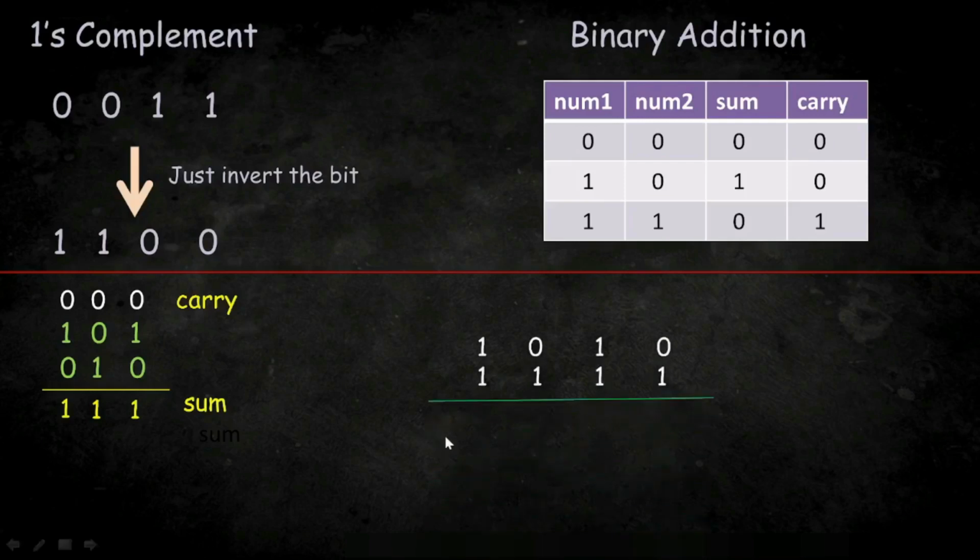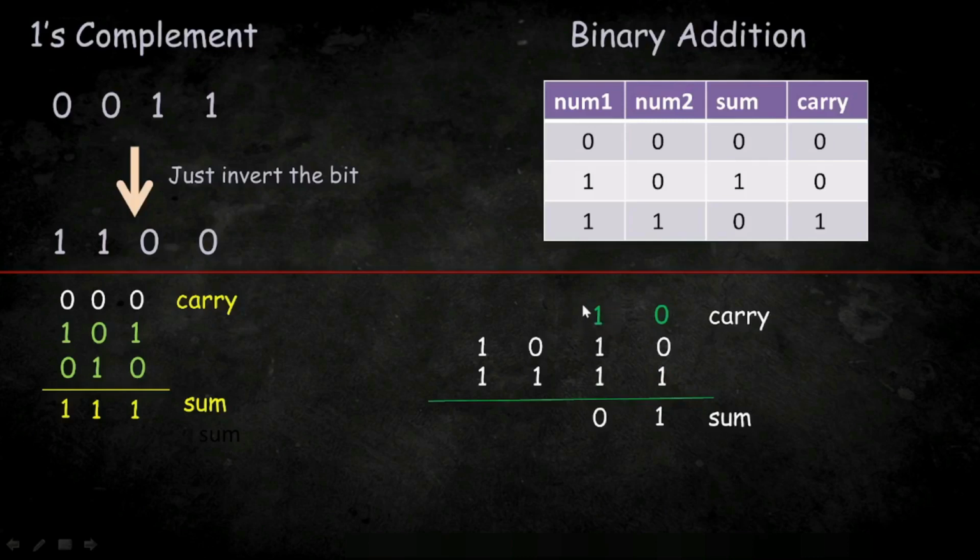Now let's solve another problem. So here we have 1010 and 1111. So if we add 1 with 0, then we will get 1 as sum and 0 as carry. Next we have 1 and 1. So if we add 1 with 1, then we will get 0 as sum and 1 as carry.